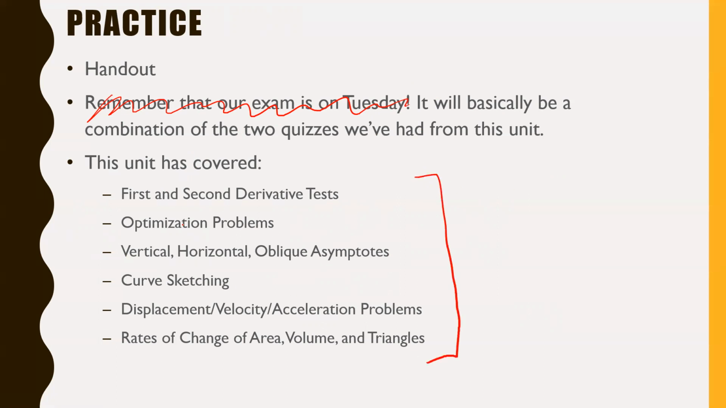The first and second derivative tests. Remember, the first derivative test was talking about your intervals of increase or decrease. The second derivative test was talking about your concavity. There'll be some optimization problems. We'll review all this. Don't worry, guys. Vertical, horizontal, and oblique asymptotes, that was for the rational functions. Some very basic curve sketching.